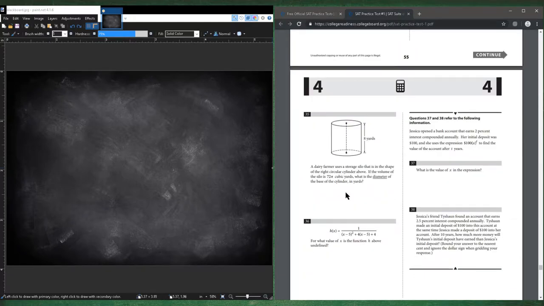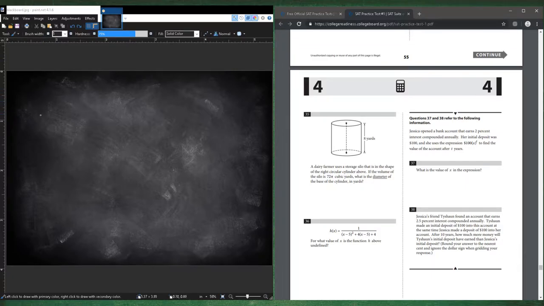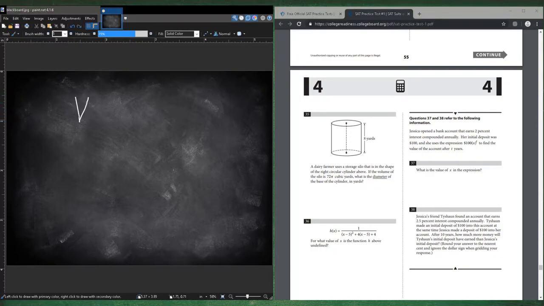35. A dairy farmer uses a storage silo that is in the shape of a right circular cylinder above. If the volume of the silo is 72 pi cubic yards, what's the diameter of the base of the cylinder in yards? So this is just a basic 3D shape. They usually just ask a cylinder, probably per SAT. If you just know it, it's not that hard. So the volume of a cylinder is just the area of the base, which is a circle, so it's pi radius squared, times its height.